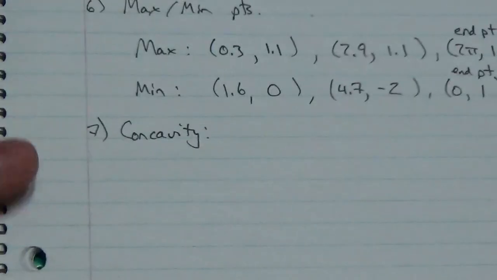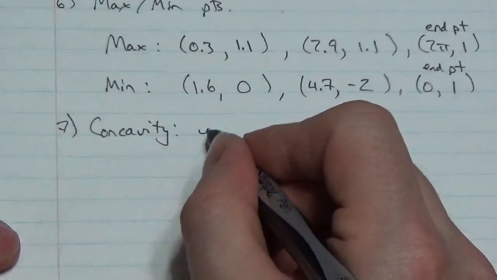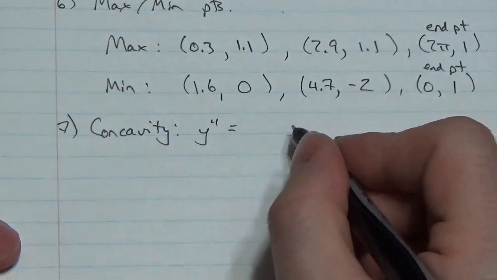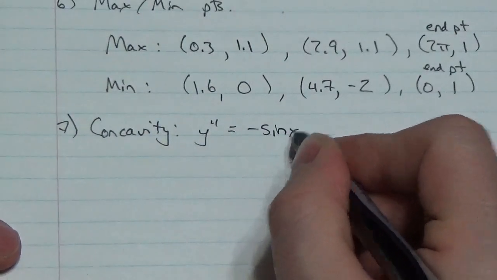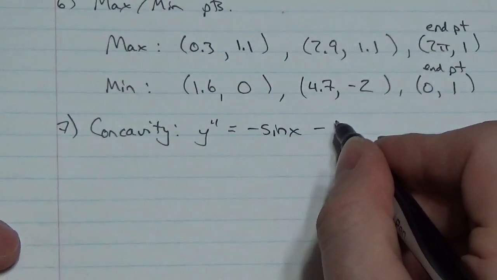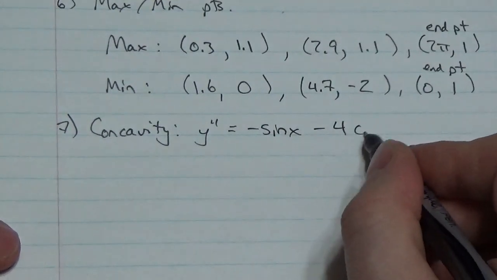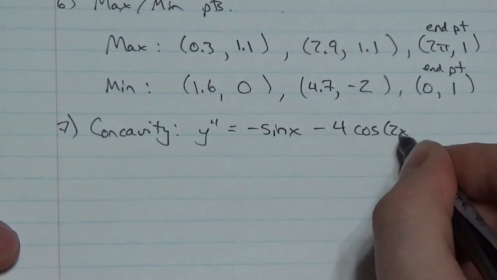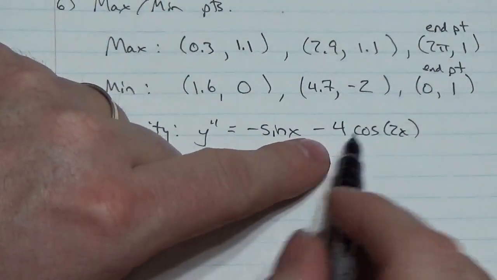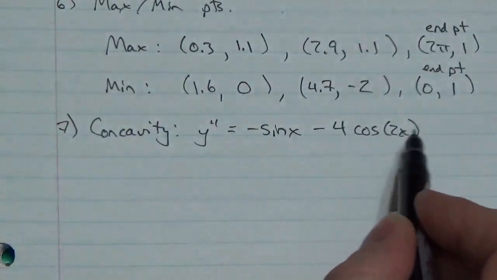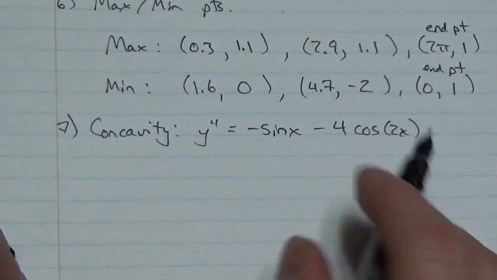So when I come here and take my second derivative, that is going to be negative sine of x minus 4 cosine of 2x. Now bear in mind that there was a 2 out front there, but remember I'm going to take the derivative again using the chain rule, so another 2 is going to pop out. So that's where that 4 comes from.